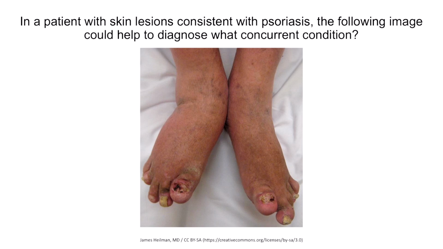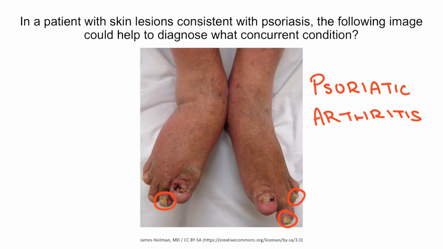In particular, onycholysis can be noted over multiple toes. Onycholysis is when the nail starts to detach from the nail bed. In a patient with psoriasis, this is classic for psoriatic arthritis, which is the answer to our question here. For a much more detailed review of this condition, take a look at our video on seronegative spondyloarthropathies.